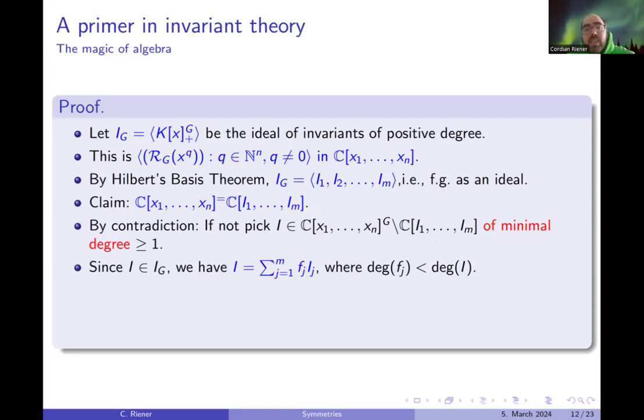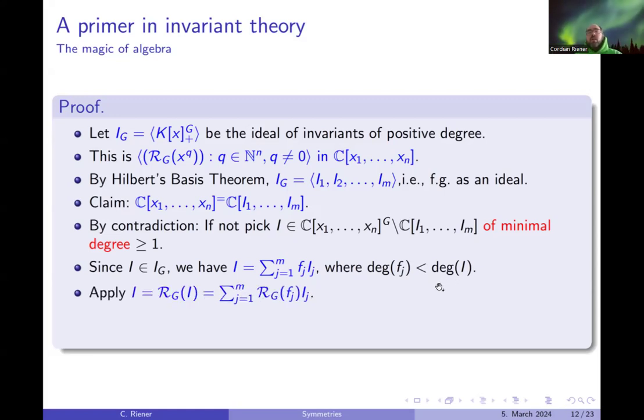So because it is in this ideal, I can write it as a combination of my polynomials I1 to IM times some polynomials fj. And these polynomials fj are not necessarily invariant, of course. They are not invariant in general because I look at the ideal generated as a sub-ideal of the polynomial ring, but I know that their degrees are at most the degree of I.